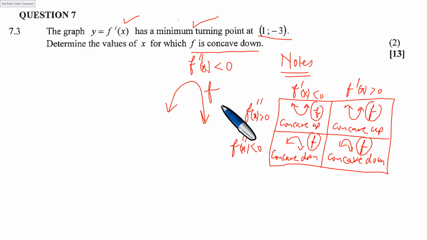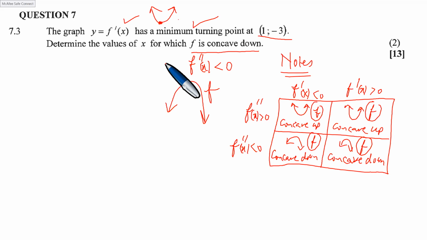So if you have that kind of shape for the graph of f when it's concave down, but the examiner is then saying y equals f prime has a minimum turning point. Minimum turning point means that you have this, then the turning point is there. So now the examiner is saying you need to determine the values of x for which f is concave down.